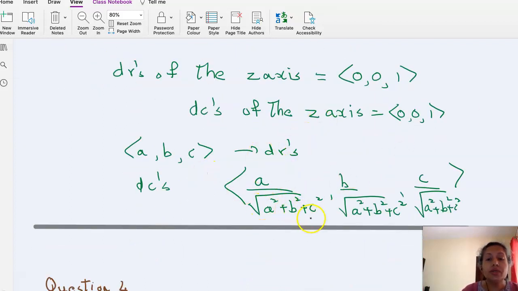That is a by root a squared plus b squared plus c squared, b by root a squared plus b squared plus c squared, and so on with c. So in this case, the sum of squares of the direction cosines is 1. These are all 1 mark questions or objective questions. So I hope by now you have crossed the threshold of basic 3D geometry and are getting used to it.